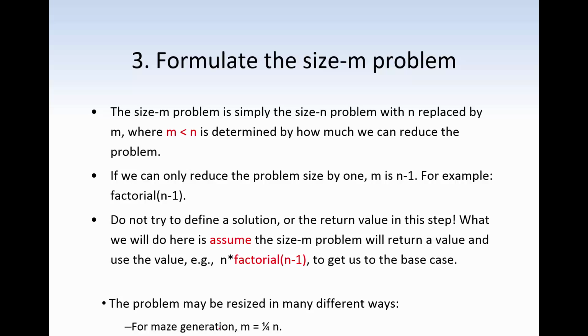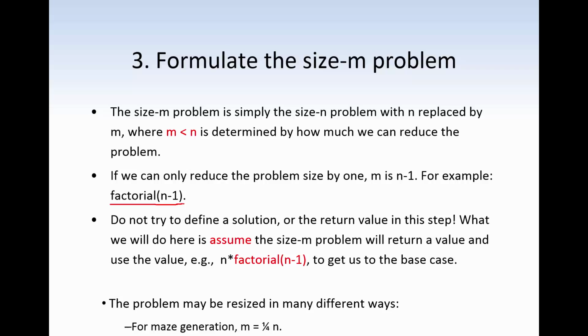So the size m problem is our subproblem. This is our problem that's slightly smaller than the full size problem, but is still the same type of problem. In terms of factorial, that's n minus 1 factorial. That's still a factorial that I need to compute, but it's slightly smaller than n factorial, a little bit simpler to find. For something like factorial or sum, that subproblem is typically just n minus 1. Our size m problem is simply n minus 1, because our problem got simpler by 1.